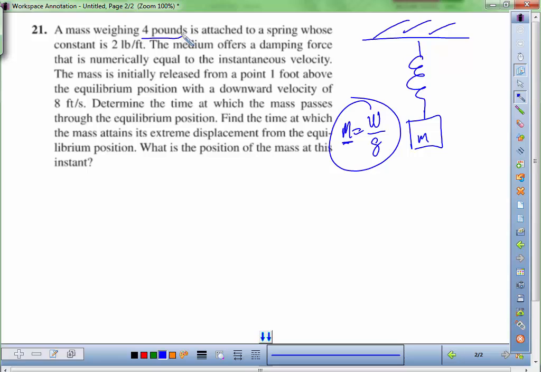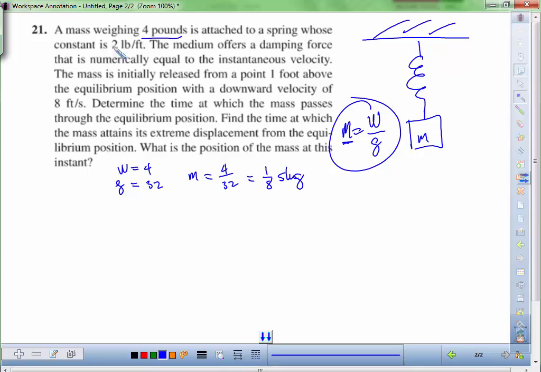So the mass weighs 4 pounds, so the weight is 4 pounds, and then the gravity is 32, and we need to look at this going downward and consider the positive gravity. So our mass is going to be 4 over 32, which is 1/8. And so this is 1/8 of a slug.